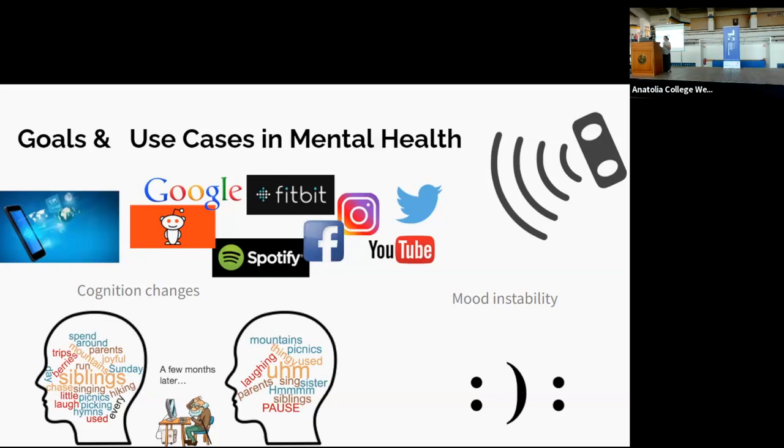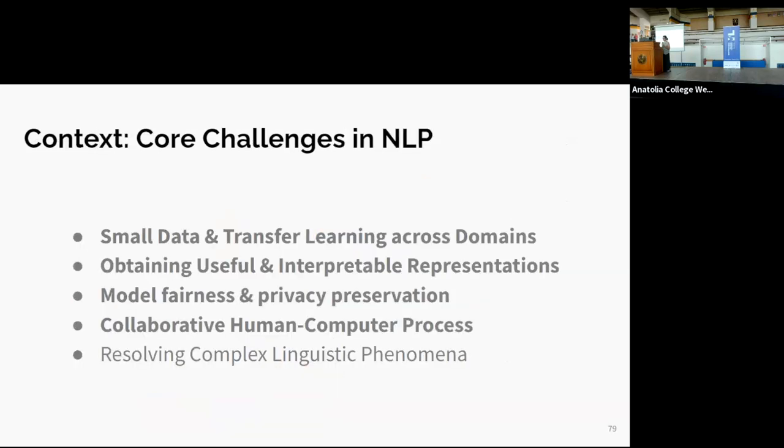So for people who have cognition changes, so people with dementia, but also mood instability. For example, for someone who has bipolar disorder, it would be useful to have an application on your phone or computer that combines information from your language and other digital content, so that it can alert you that a manic phase may be imminent, or a manic or depressive phase. So that's the ambition and the goal in this.